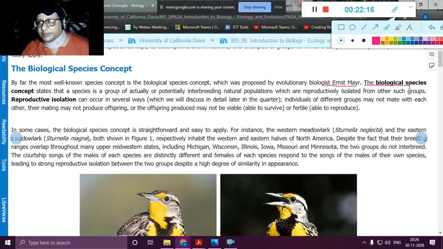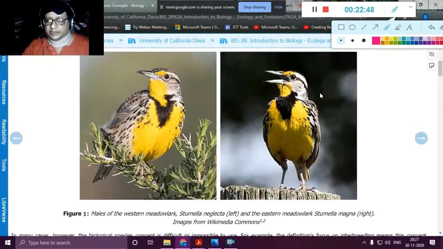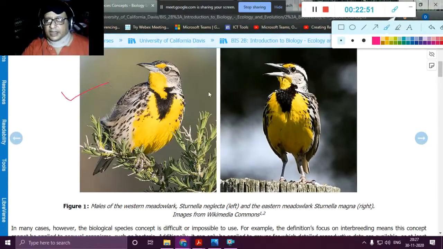The biological species concept states that a species is a group of actually or potentially interbreeding natural populations which are reproductively isolated from other such groups. One word which he used over here was reproductive isolation. That is, they cannot mate with one another if they are reproductively isolated. One example is, you see this bird and this bird. Both look more or less the same.